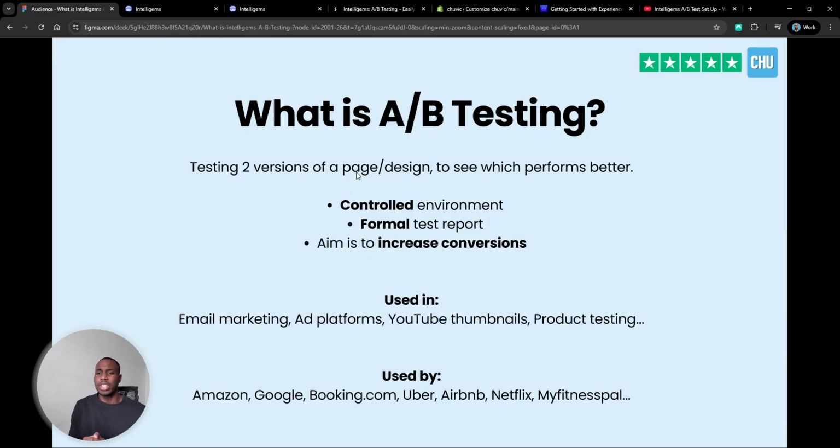So what is A/B testing? Put simply, there are a bunch of different definitions. It's testing two versions of a page or a design to see what performs better. So we've got our variant A over here, and then we've also got our control. These are usually the two things that we test against. Our control is what we've currently got on the website, and our variant A is the new thing that we're testing against the control to see whether it'll improve things.